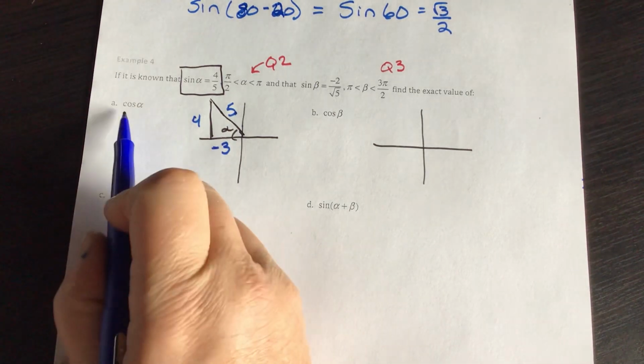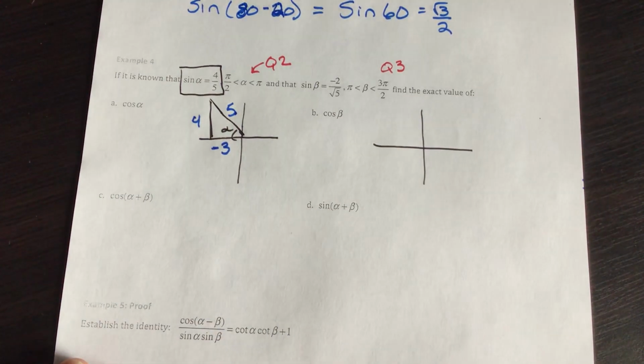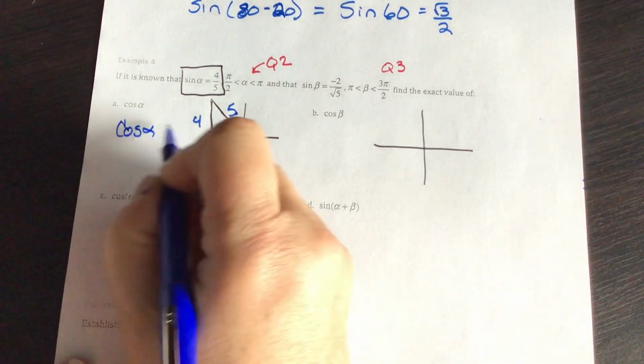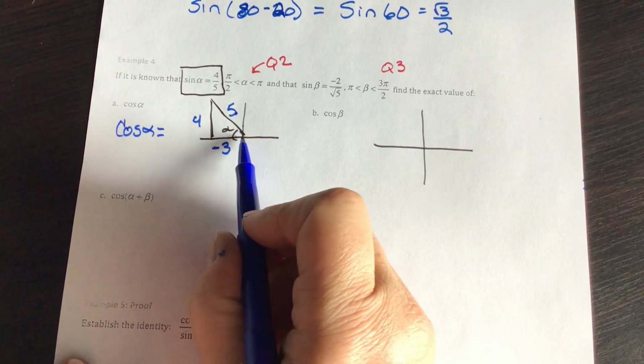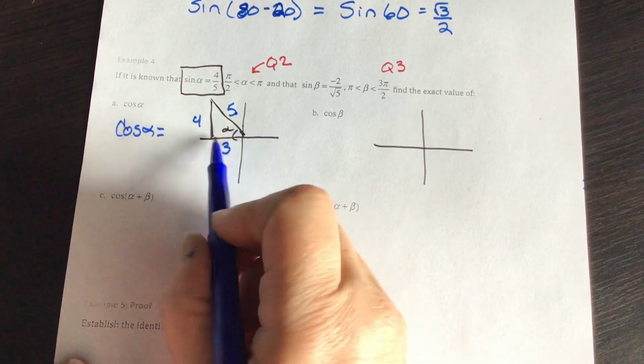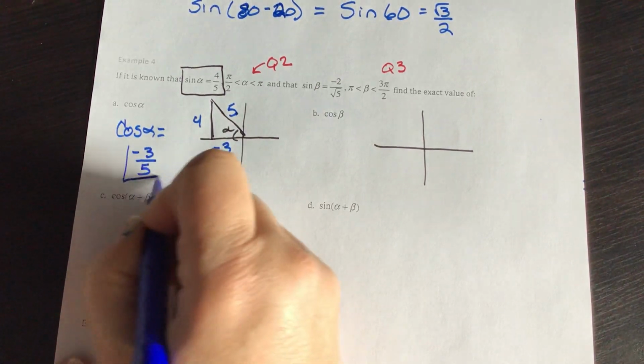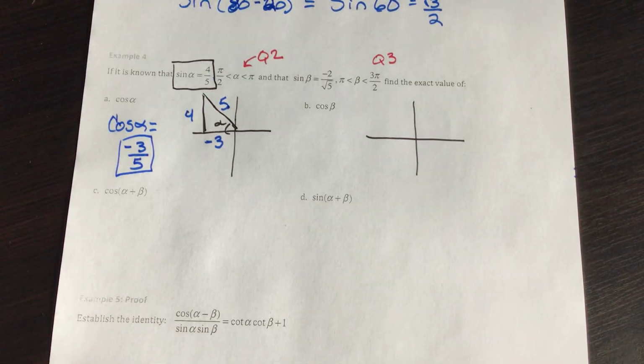All right, so if I wanted to find cosine of that angle, I'm going to have the side adjacent, which is -3 over the hypotenuse. So the cosine of that angle is -3/5.